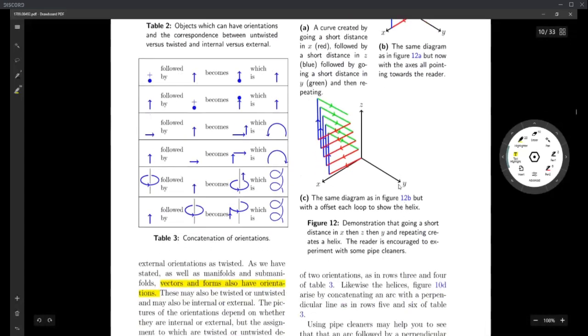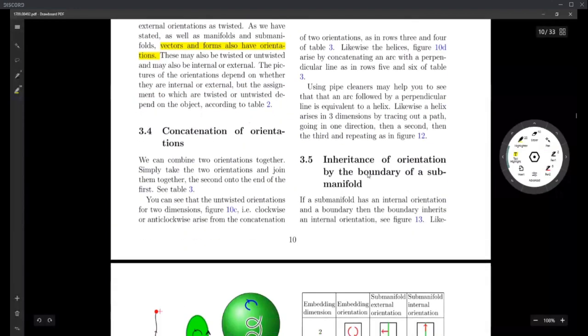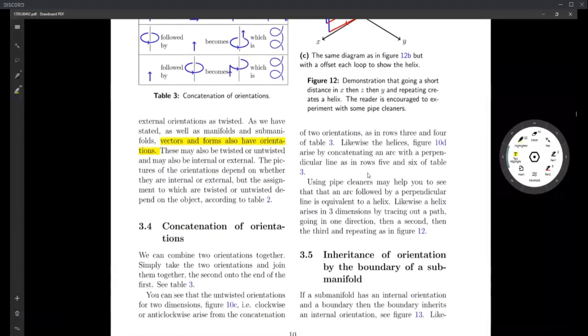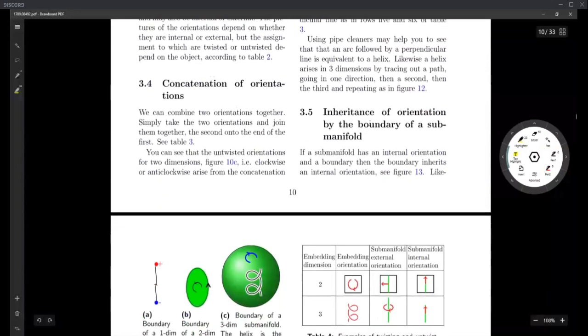So, a line that goes from X to Z to Y would create a helix. It's just a combination of dimensions, and you concatenate and get stuff. That's about it. This is just what I explained earlier in a little more scientific terms. But I'll get to inheritance of orientation by the boundary of a submanifold.